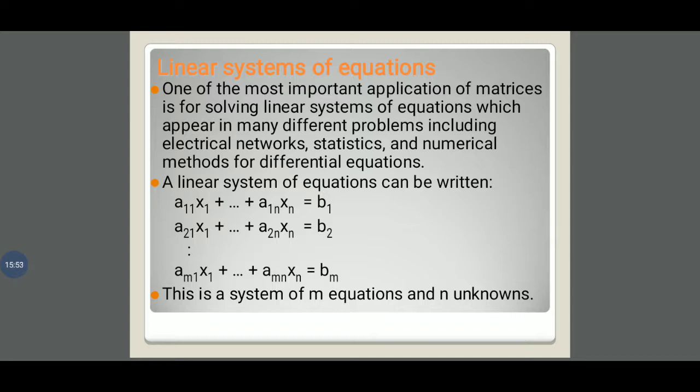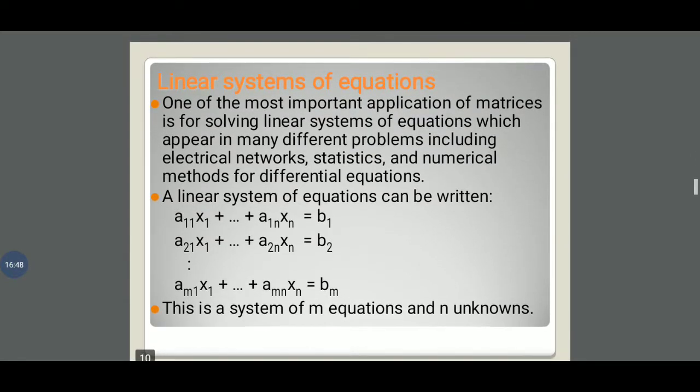Okay, now let's consider a general form of a linear system of equations, which can be written as a11 x1 plus a12 x2 plus and so on, a1n xn is equal to b1. Second equation, a21 x1 plus and so on, a2n xn is equal to b2, and so on, up to am1 x1 plus and so on, amn xn is equal to bm, the constants which are present on the RHS. This is a system of m equations, b1, b2, b3 up to bm, with n unknowns which are x1, x2, x3 up to xn. This is the linear system of equations.